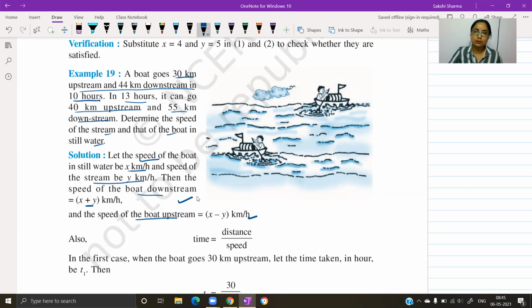Why is that so? Ma'am, because if the boat is floating, then x should be greater than y. Otherwise, the boat will not be able to travel upstream if its speed is less. Downstream is fine. Upstream, it will only be able to travel if its speed is more than the speed of water.